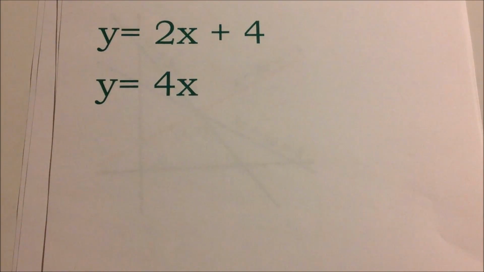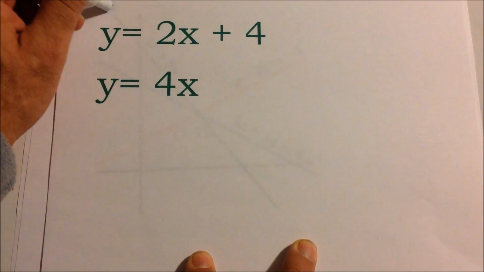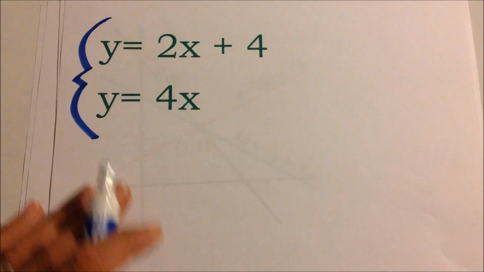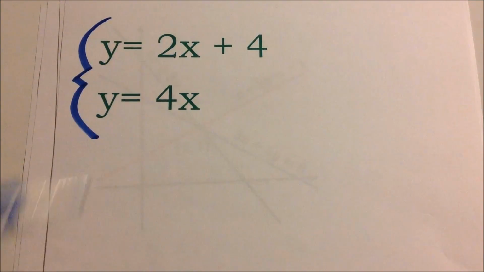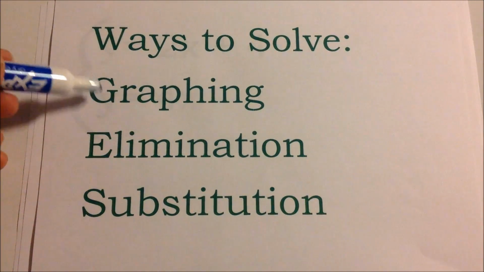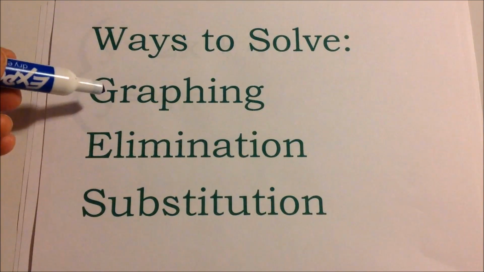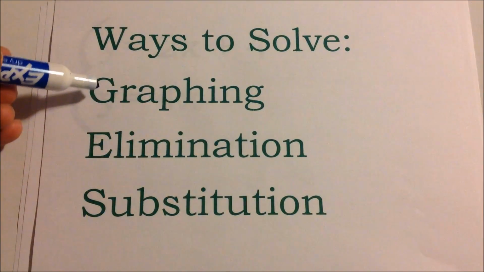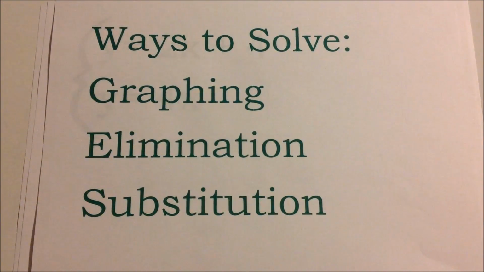So here we have y equals 2x plus 4, and we have another one that says y equals 4x. So when we do a system of linear equations, we can put a brace in, showing that this is a system. So these two equations will either meet or not meet. So there's 3 ways we can do this. We can solve it by graphing. Graphing could be the easiest way, depends on the student. It's also a longer way. There's the elimination method and the substitution method. So there's 3 ways we can do this.